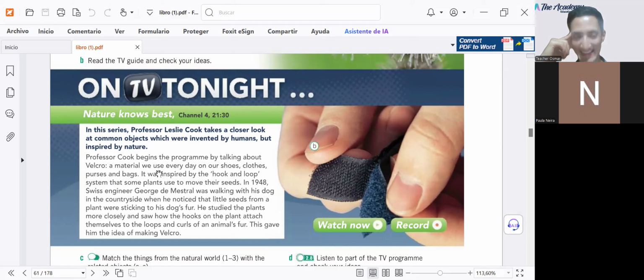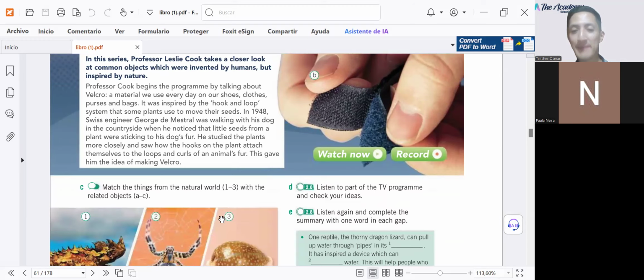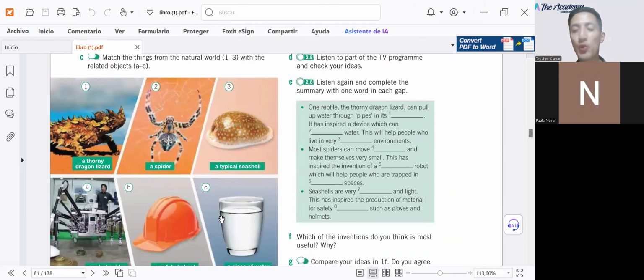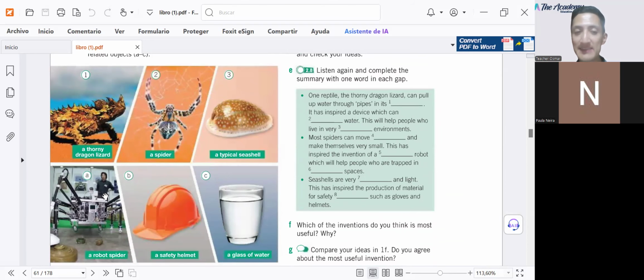Esas cositas, sí. Exactly. Velcro was inspired by that. This is a system that some plants use to move their seeds, right? So when you go walking, cuando caminas, se te pegan. Y esas son las semillas, the seeds. Okay, so Paula, in this activity we're going to do a listening activity to identify the next inspirations, the next creations that were inspired by animals.